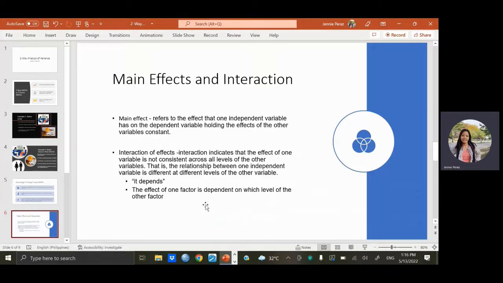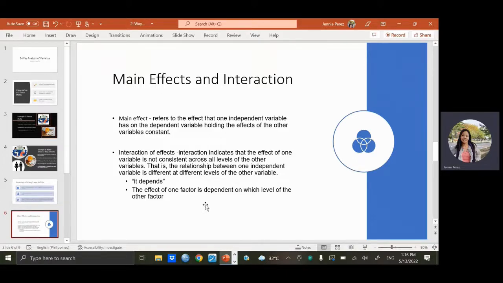Now, when we say interaction of effects, interaction indicates that the effect of one variable is not consistent across all levels of the other variables. That is, the relationship between one independent variable is different at different levels of the other variable. This is the situation that we call it depends.